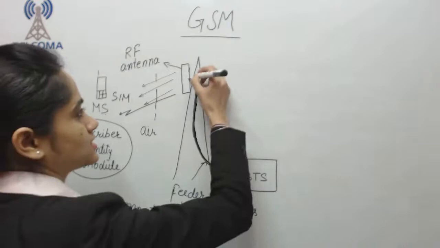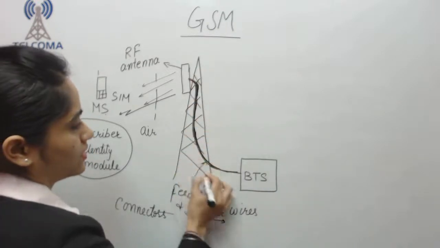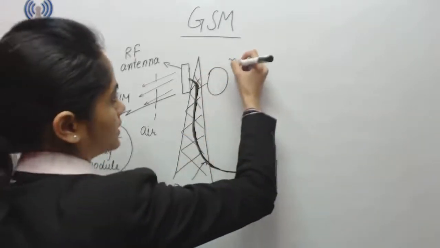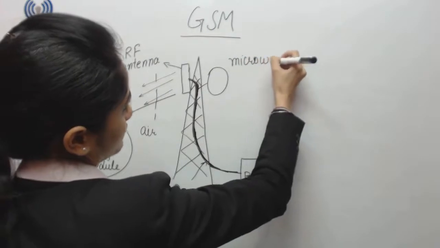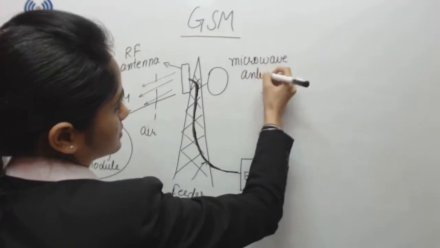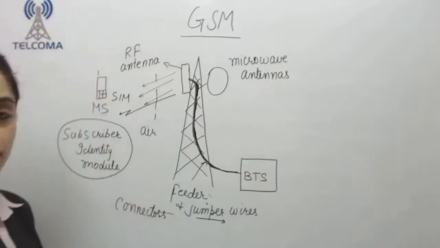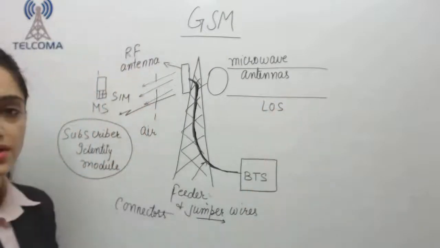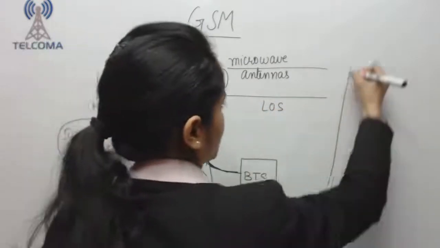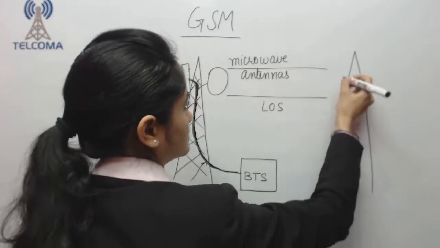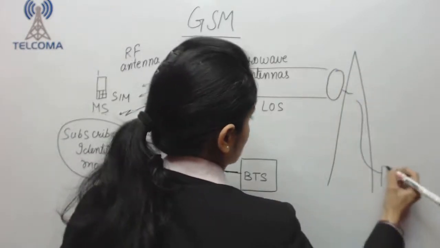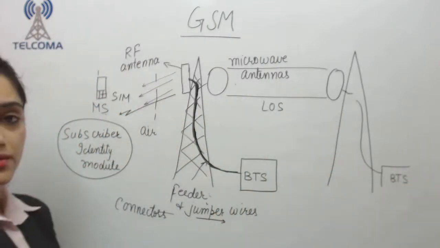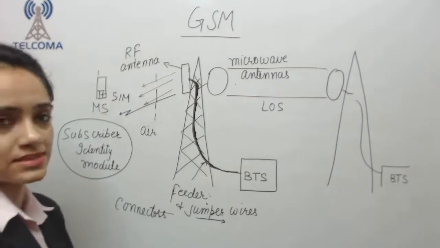Other than this, if you see the tower, we have another type of antenna also, which is circular in shape. These are microwave antennas. Microwave antennas work on the principle of line of sight. So why do we require a microwave antenna? If we want to connect one side to another, that means this is another BTS, so we require line of sight communication. So we can use a microwave antenna at this end for handover purposes.